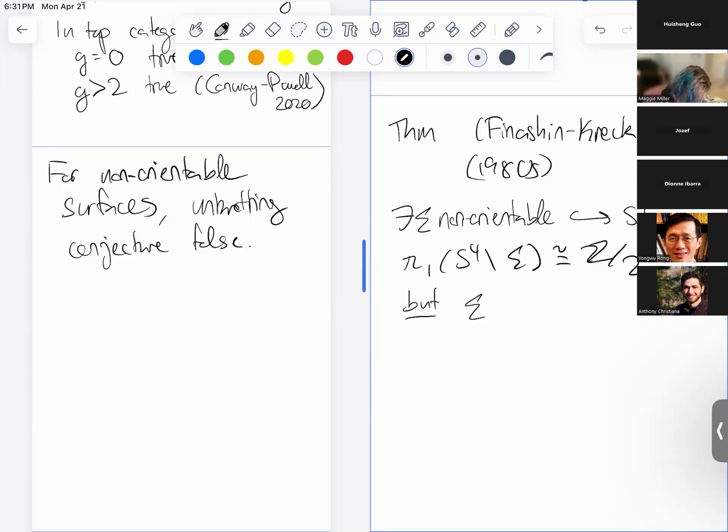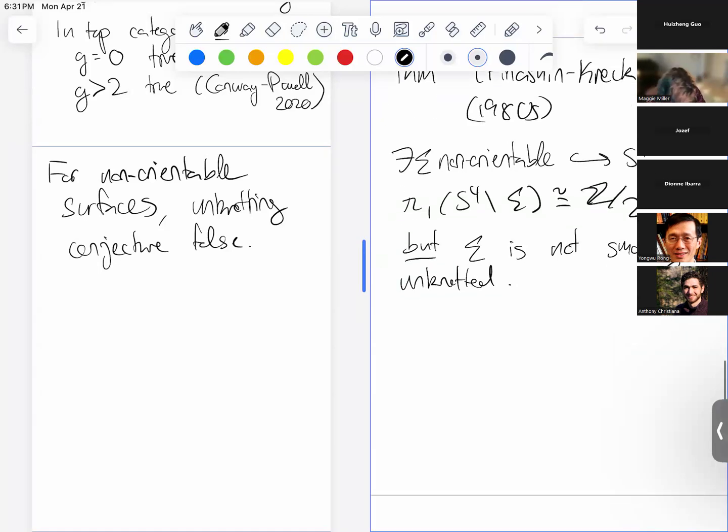But sigma is not smoothly unknotted, at which point you should interject and be like, well, what does unknotted mean for non-orientable surfaces? Half of them don't even bound anything. So I should tell you what that means.